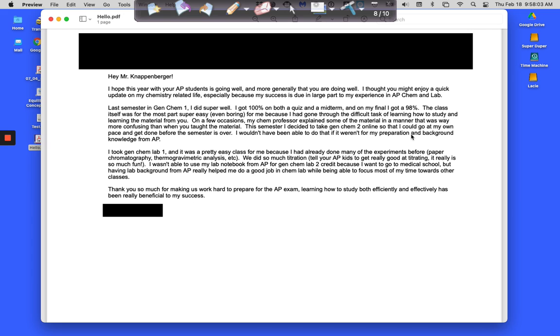We did so much titration. Tell your AP kids to get really good at titrating. It really is so much fun. I wasn't able to use my lab notebook from AP for Gen Chem 2 credit because I want to go to medical school, but having lab background from AP really helped me do a good job in Chem Lab while being able to focus most of my time towards other classes. Thank you so much for making us work hard to prepare for the exam. Learning how to study both efficiently and effectively has been really beneficial to my success.